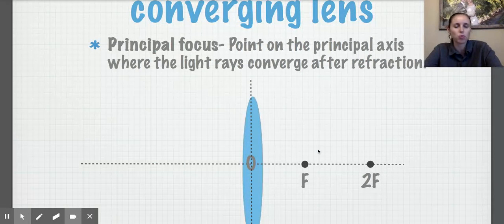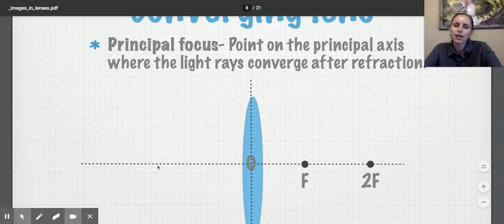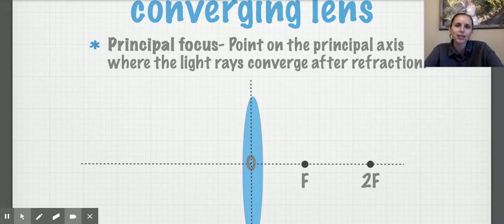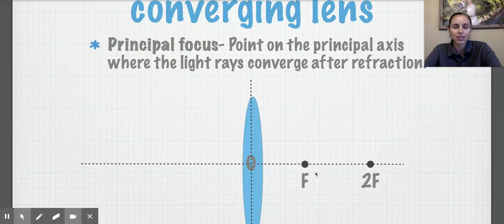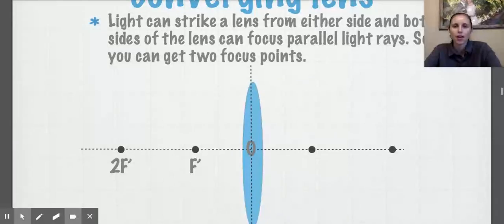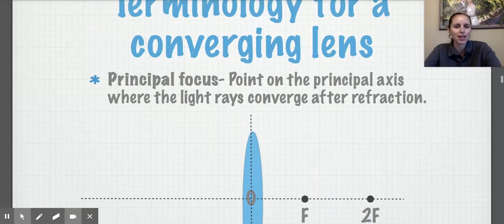Just like we had a focal point on a mirror, our principal focus is actually going to be on this side rather than on this side. In mirrors, the focus was on this side because light was traveling to the mirror and bouncing back. Now light is being refracted. Light is traveling through the lens. So light is going to hit the lens, travel through the lens and through the focal point. So this time we want to have our focal point after the lens because this is where the light's going to converge through.